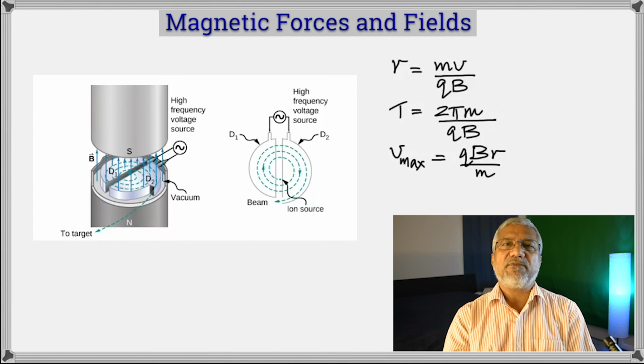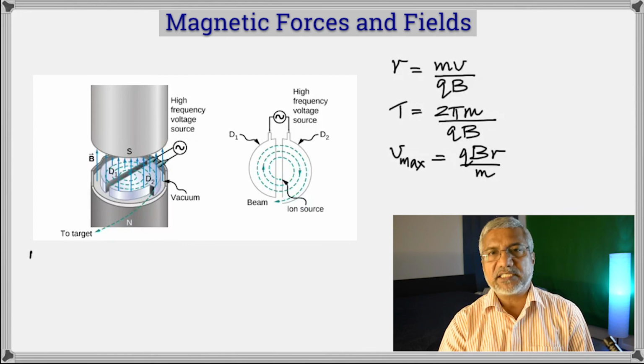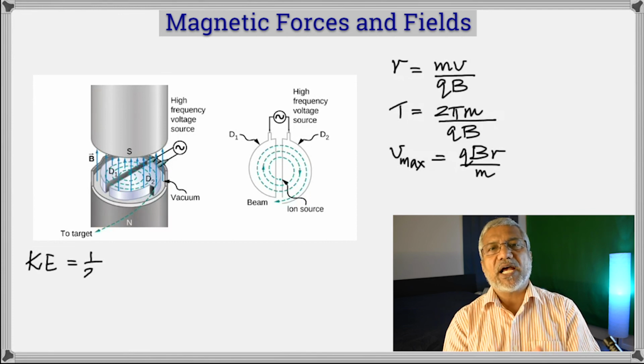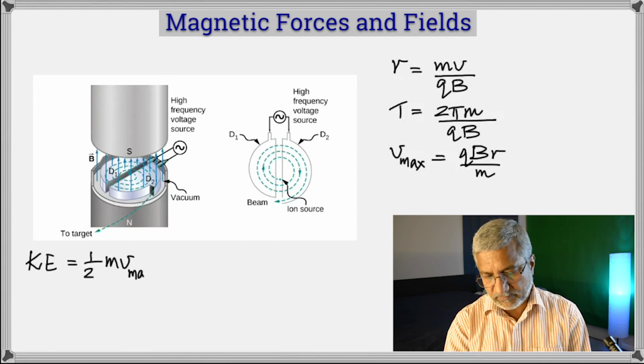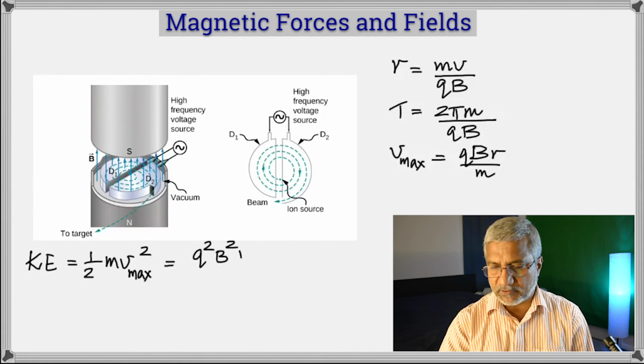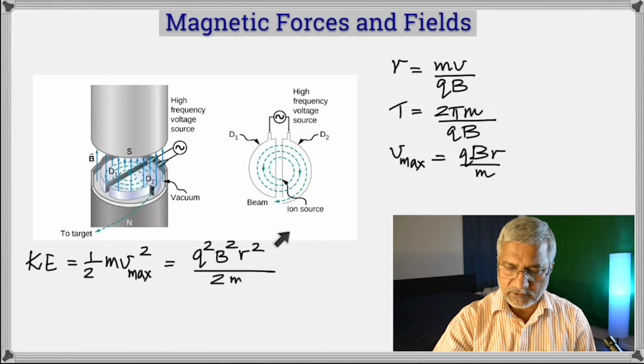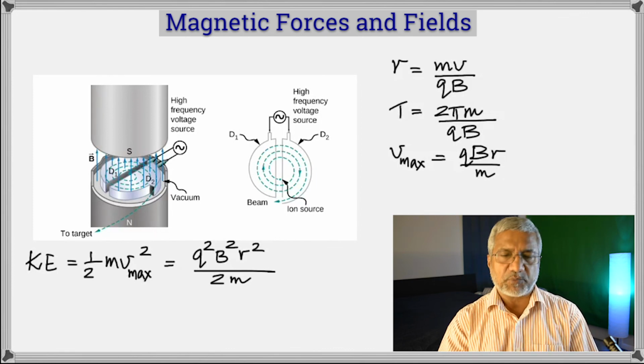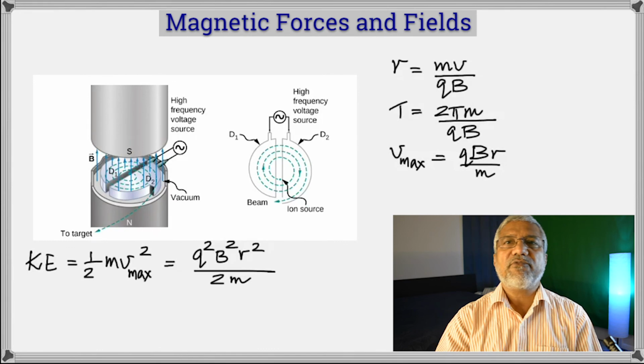Once you get the maximum velocity, you can figure out the maximum kinetic energy. Kinetic energy is 1/2 mass times velocity squared. So 1/2 m Vmax squared. So when you substitute the value of Vmax, you get all this. You have to square each term, so you get that. So that's the calculation of maximum kinetic energy. So that's the principle of working of a cyclotron.